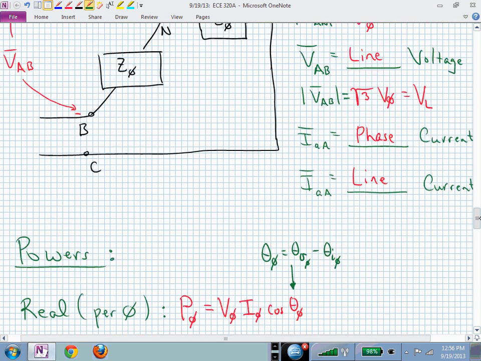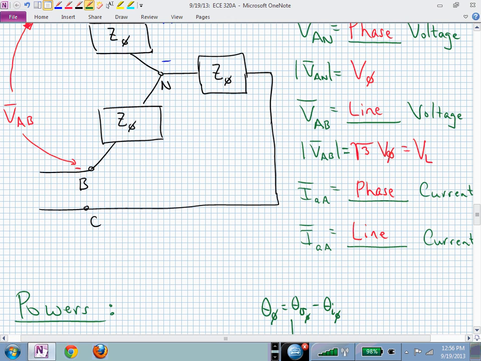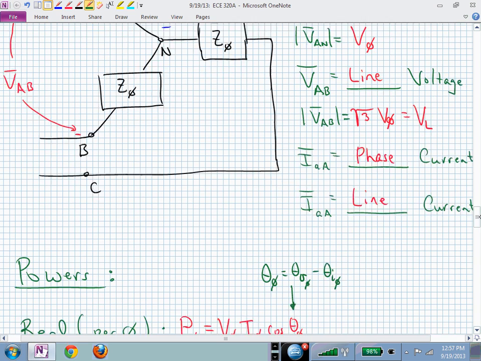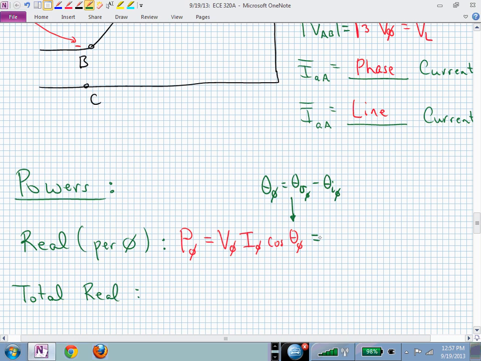But from your knowledge now of how to convert between phase and line, it's now this square root of 3 difference, isn't it? So we could solve that square root of 3 V sub phi equal to V sub L equation for V sub phi, and rewrite that formula in terms of our line voltage magnitude. Meaning we can now say that the power per phase is now V sub line over the square root of 3, times I sub line, since that's the same as I sub phi, times the cosine of the angle of your impedance.